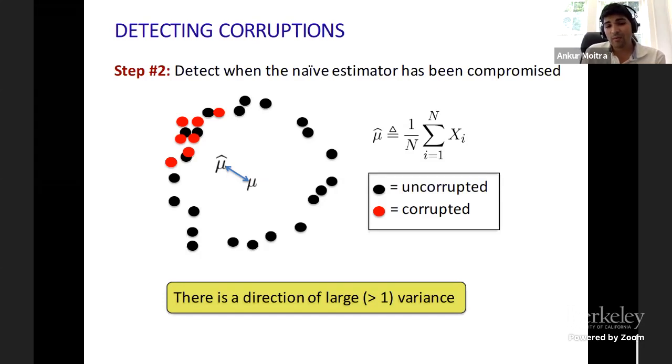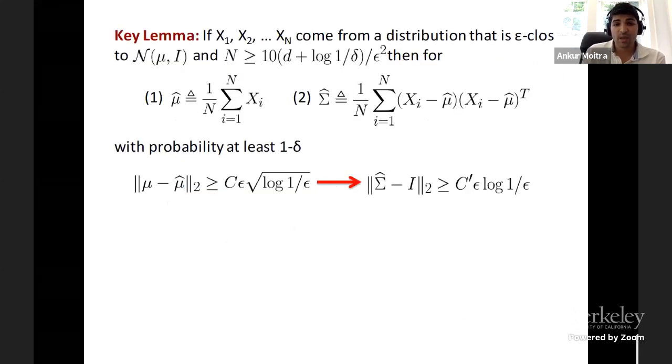If I project all of my data along the direction that connects mu and mu hat, then this direction would actually have variance that's much, much larger than 1. I started from an uncorrupted distribution, which is supposed to have variance 1 in all possible directions. But instead, by virtue of what the adversary has done to compromise the empirical mean, I have a direction of very large variance. So here's the key lemma, which I'm not going to prove for you.